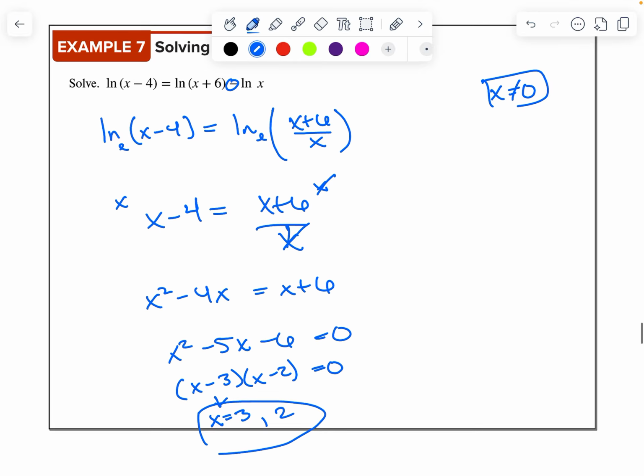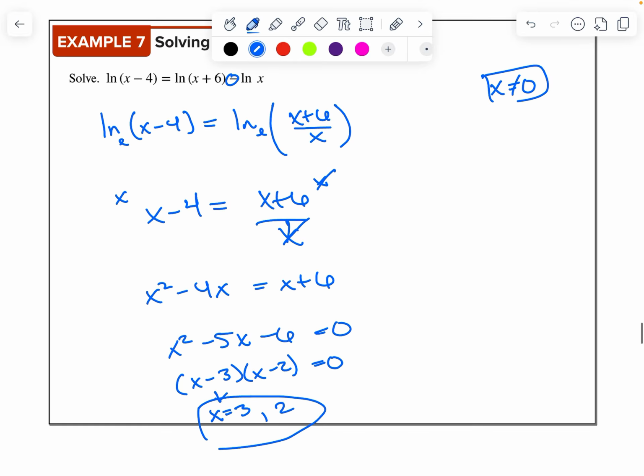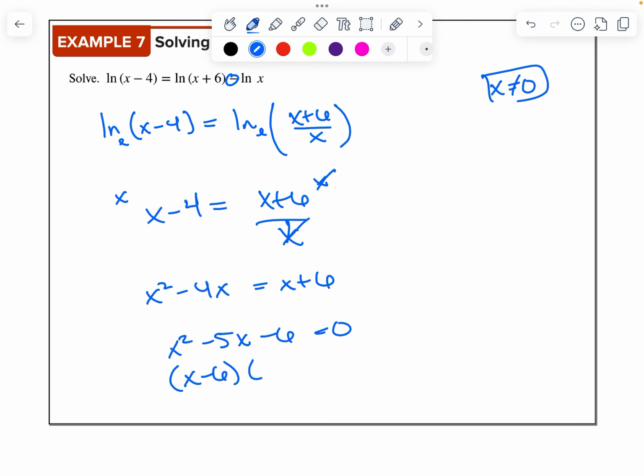This should actually be x minus 6 and x plus 1. I'm doing the star method there to get those numbers. I'm just trying to do it in my head and speed this up so the video isn't too long. So my solutions here are actually x equals 6 and negative 1.